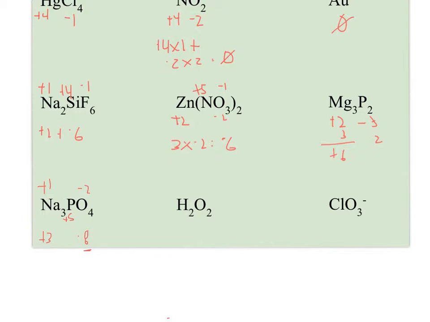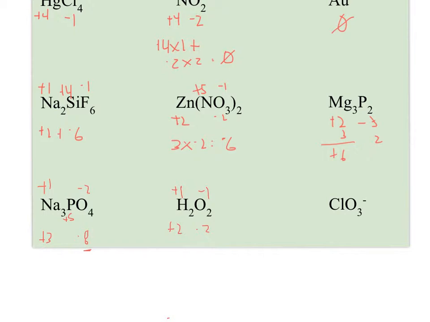H2O2, this is a case where hydrogen is going to be +1 for a total of +2. And I have 2 oxygen that have to tally up to a -2. So that means each oxygen is a -1. This is a case where oxygen is bonded to itself as peroxide.